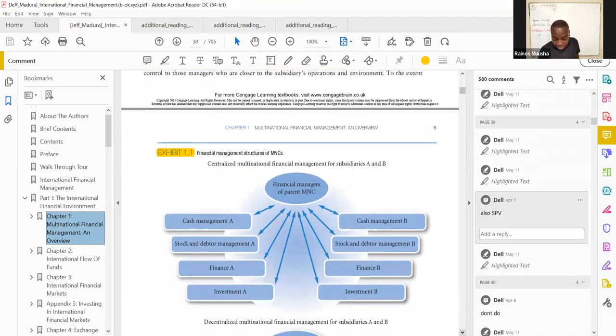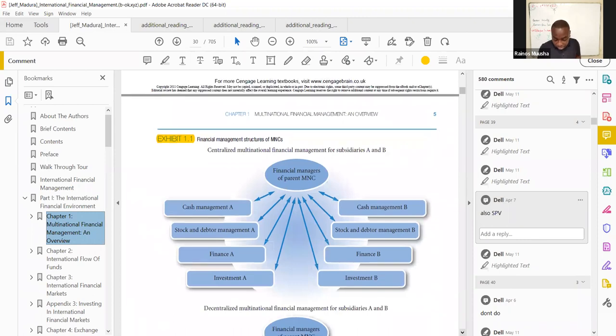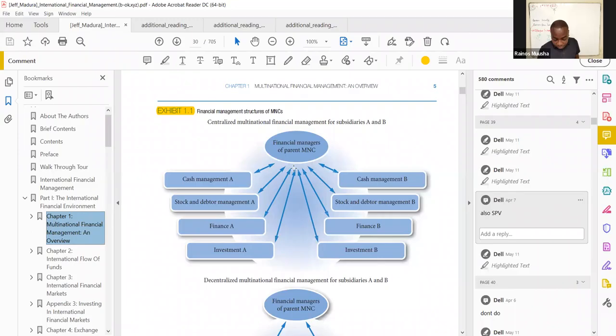So when you look at a centralized multinational financial management system, this is where we are saying the different departments, for example, this parent company is a multinational company, it's got a subsidiary A and it's got another subsidiary B. So if you're having a centralized system, we're basically saying all these different departments are not coordinating or reporting to someone within their own individual organization. They directly report and coordinate with the manager from the parent company as well.